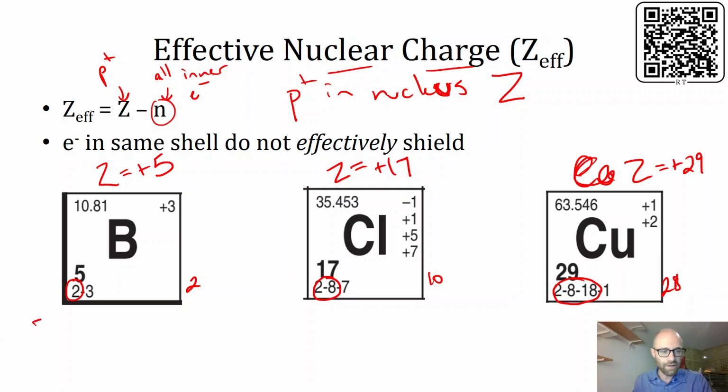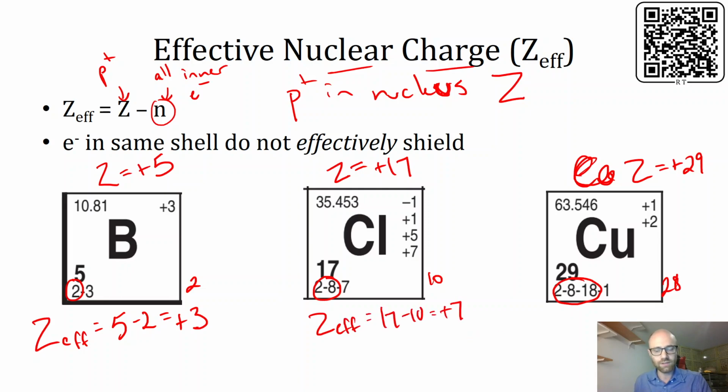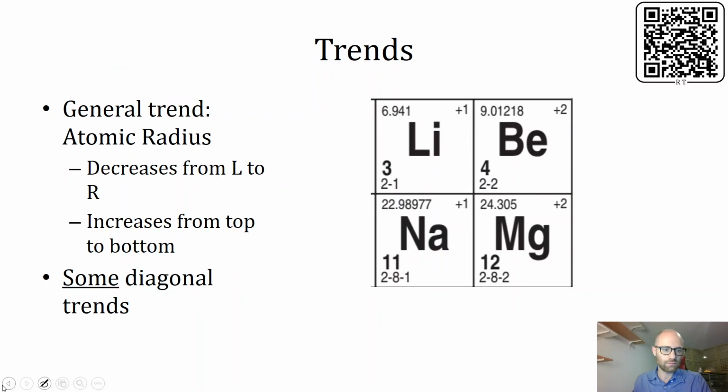So your effective nuclear charge here is going to be equal to 5 minus 2, or plus 3. The effective nuclear charge is 17 minus 10, or plus 7. And then here, our effective nuclear charge is 29 minus 28, which is a plus 1.